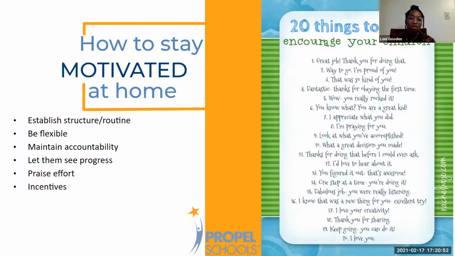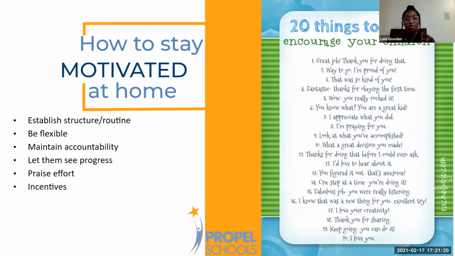Let them see progress. A lot of times kids want to see their grades. They want to see what they did or how they did on a test. So it is important to let them see their grades and things like that, so they know what they need to improve on. And that would also increase communication with the teachers. If they know the teacher's looking out and willing to help them, they will stay more motivated at home.